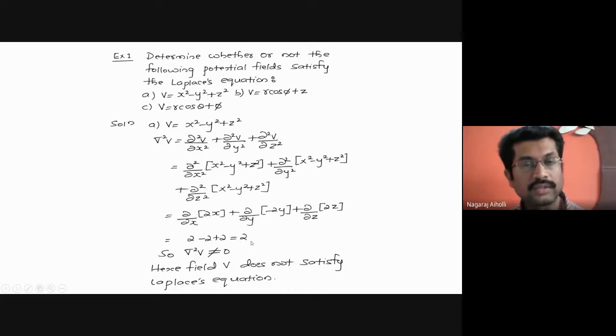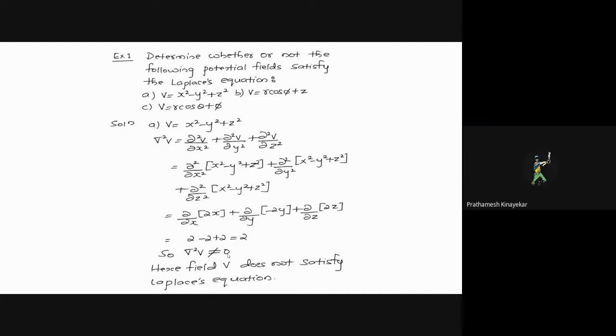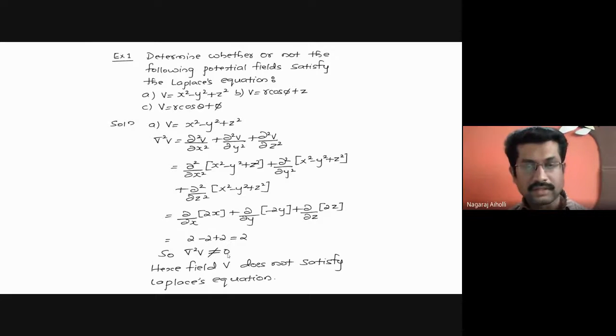The answer is 2. It indicates that del square V is not equal to 0. So does it satisfy the Laplace equation? No, sir. Del square V is not equal to 0, hence the potential V does not satisfy the Laplace equation. Note down these steps quickly, students.